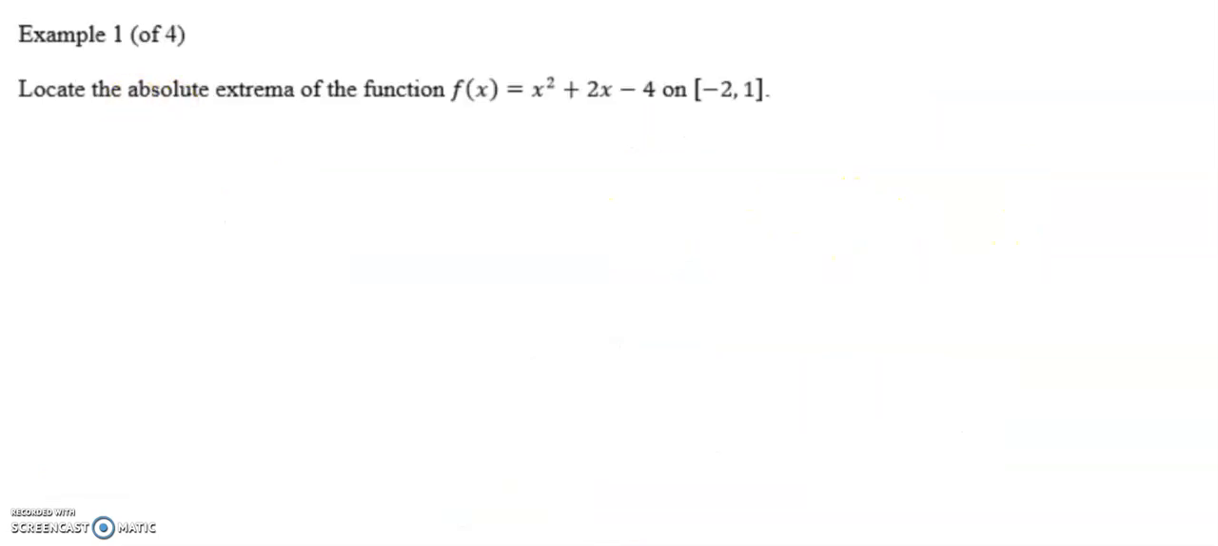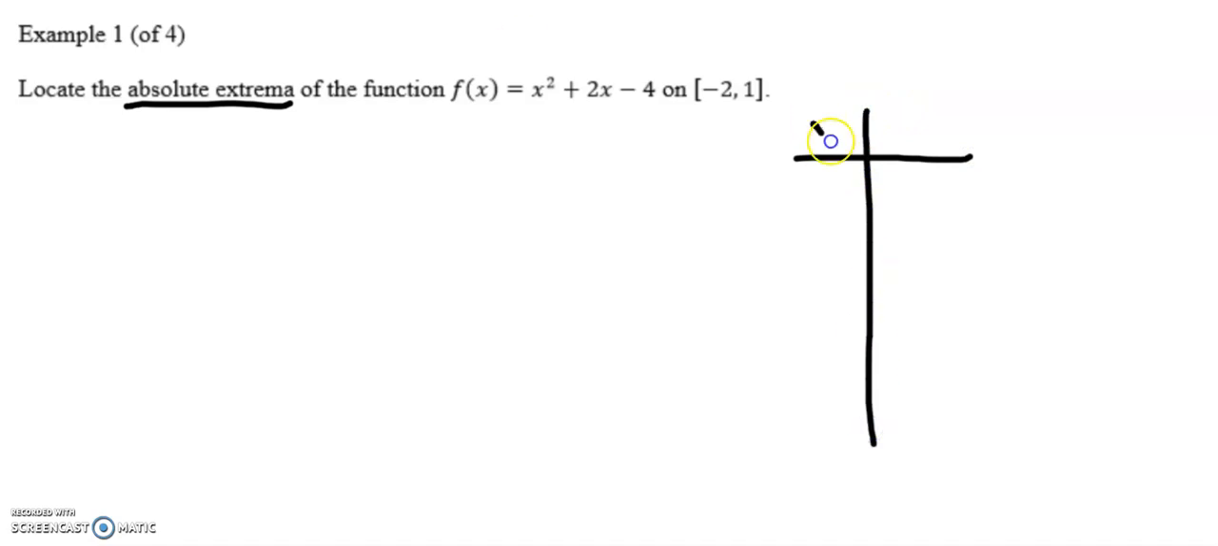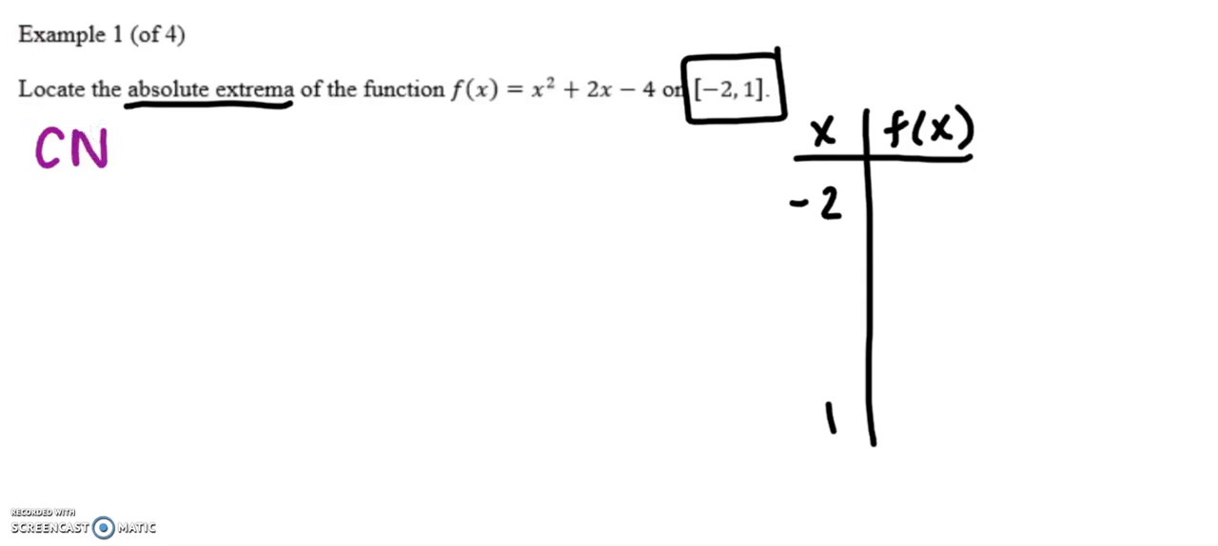Locate the absolute extrema of the function f of x on the interval from -2 to 1. As soon as I see this, I'm going to set up my f of x candidates test. This closed interval indicates I'm going to want a candidates test. I'm going to put -2 and 1, my a and b values. Now I need to find my critical numbers, either from f prime being 0 or from f prime being undefined. Take a second for yourself and find me those critical numbers. Pause your video, come back when you have them.